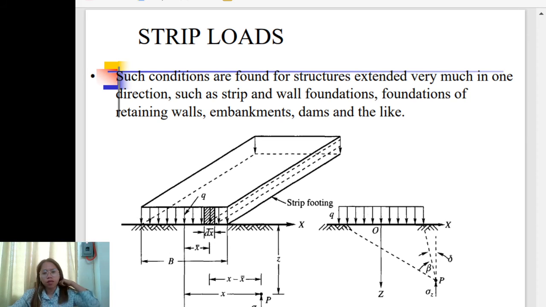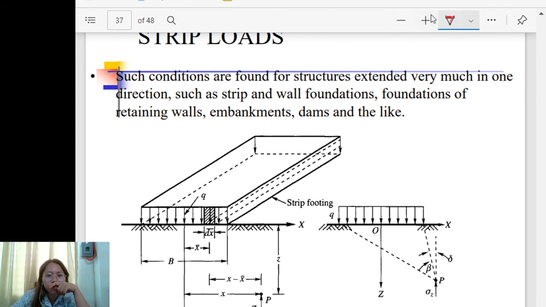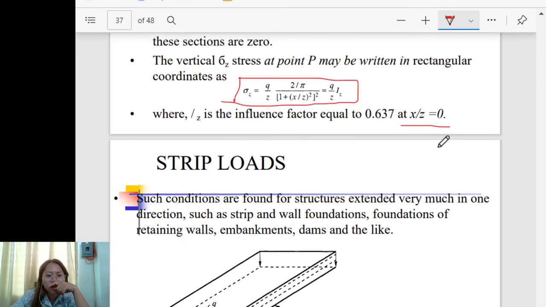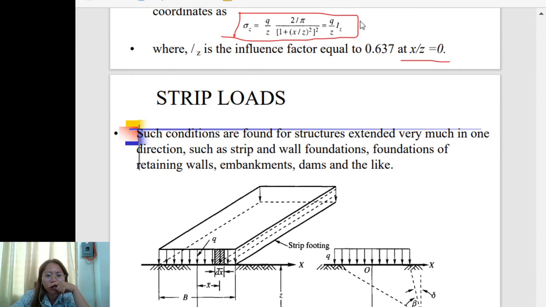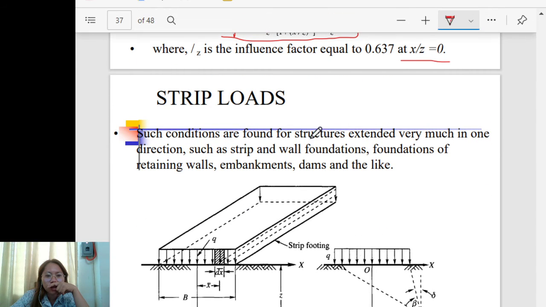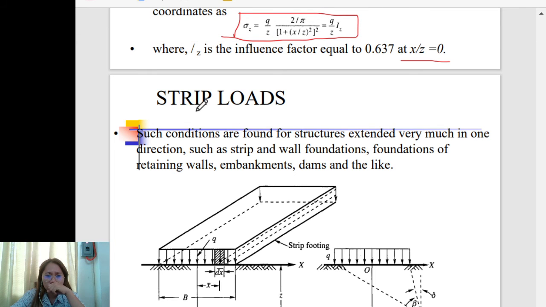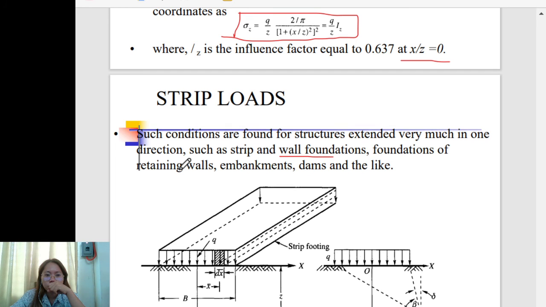We'll continue, no? For the strip loads, such conditions are found for structures extended very much in one direction, such as strip and wall foundations. Examples of the strip loads are the wall foundations, foundations of retaining walls, embankments, dams, and the like.